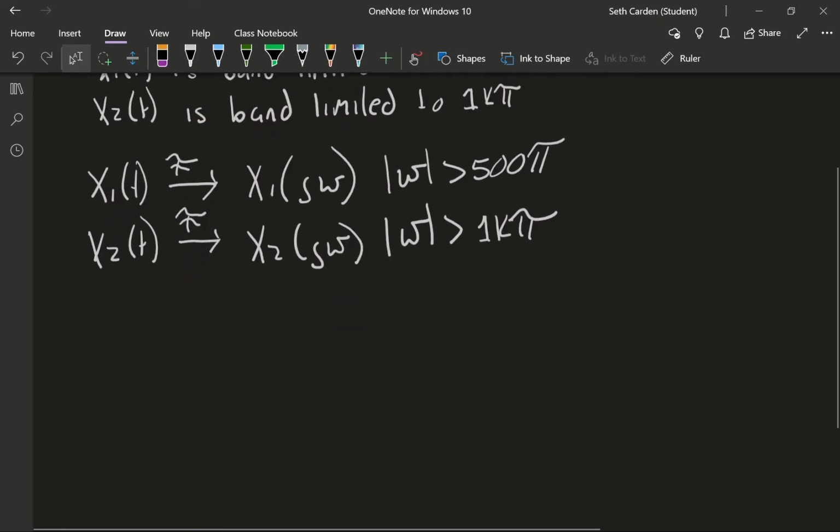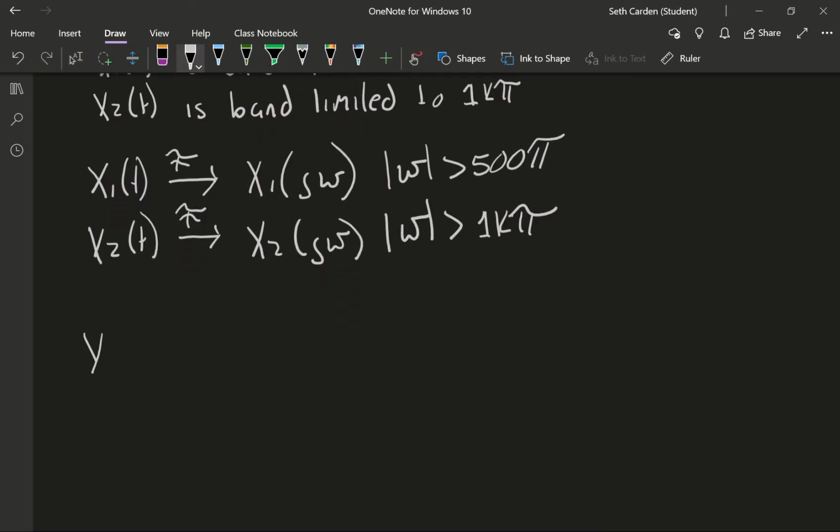If we take the Fourier transform of y of t, multiplication in the time domain is equal to convolution multiplied by some scalar, in this case 1 over 2 pi, in the frequency domain.